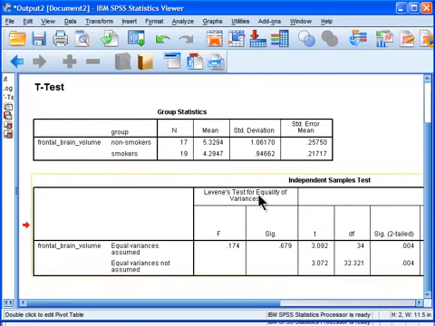So what Levene's test of equality of variance equaled in this analysis is an F equal 0.174. It's a very small F value. And the significance of this F is 0.679, which is not statistically significant.